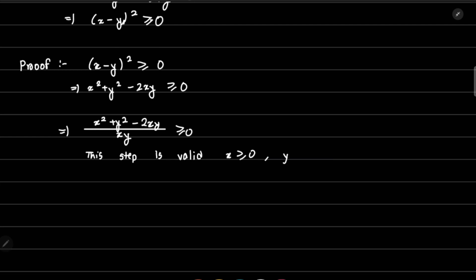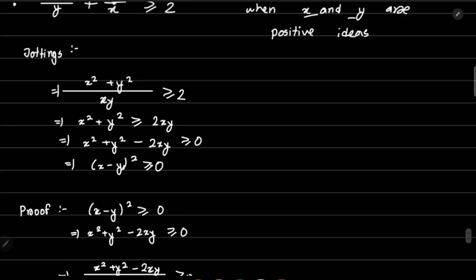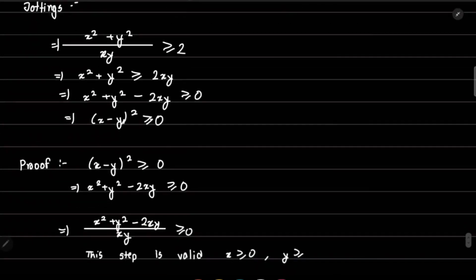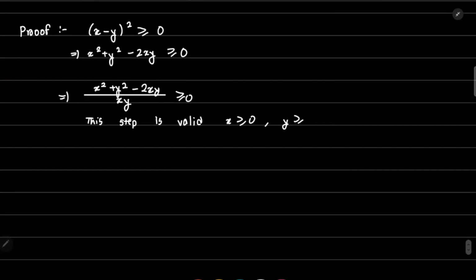So x is positive, y is, sorry, this would be values. I wrote ideas by mistake. So for this, y is greater than or equal to 0, x is greater than or equal to 0. So x, y must be positive, or greater than 0. So x is greater than 0, y is greater than 0. So xy must be greater than 0 as well. So we can take this step.